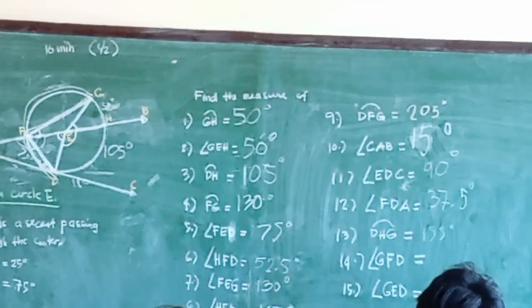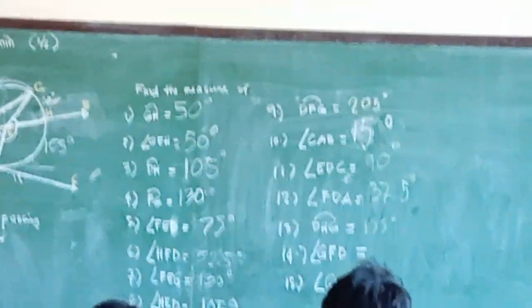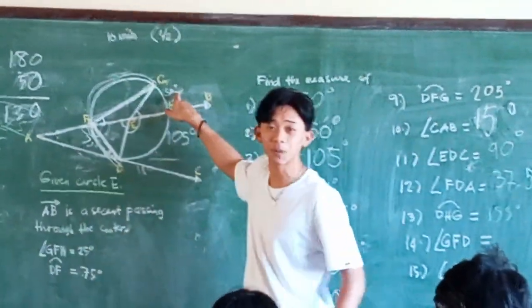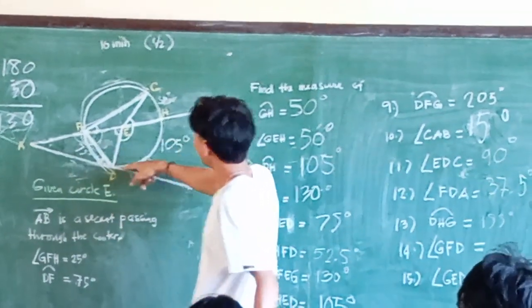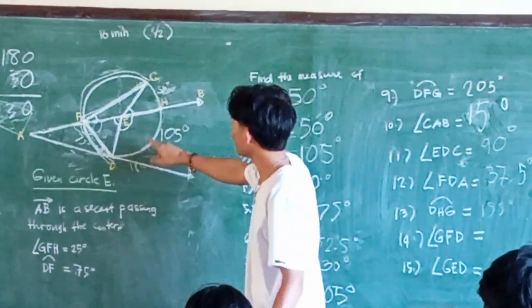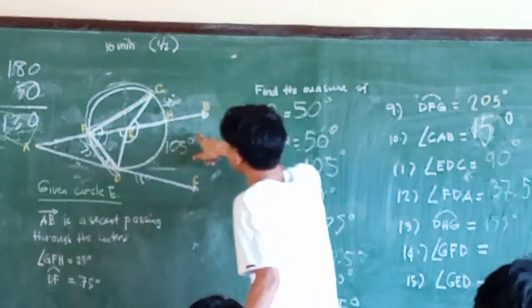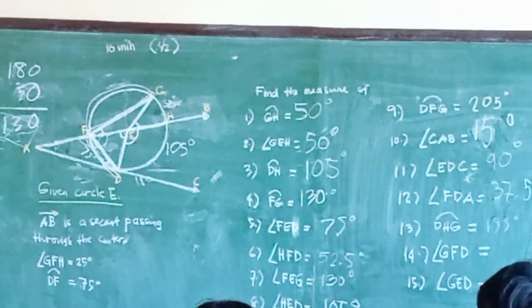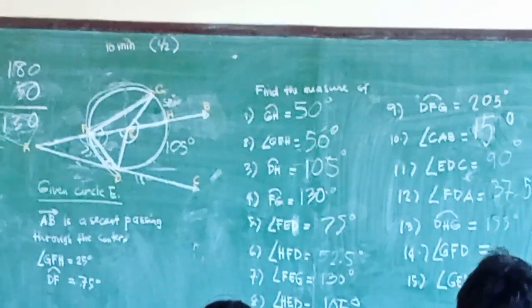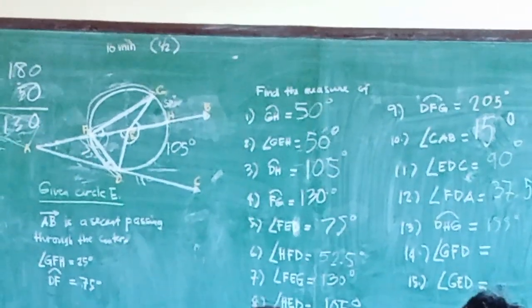The answer is 100. Explain, Dino. D, 105. Okay. So the answer is 155 degrees.